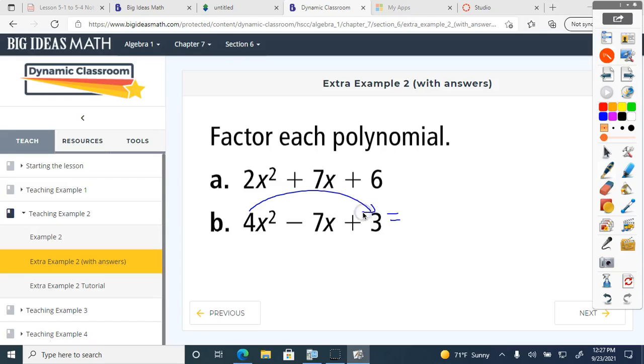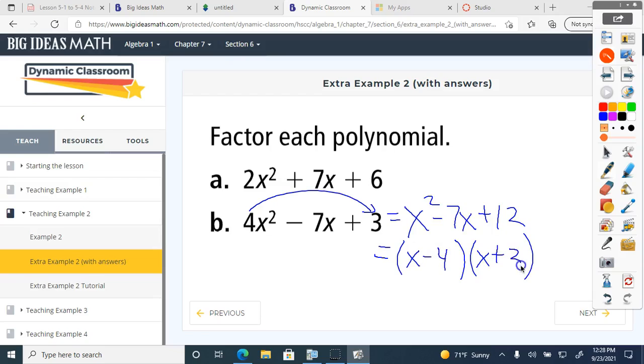Piece of cake. X squared minus 7x. All right. This time, what two numbers multiply to be 12 but add up to -7 this time? -4 and +3. Almost. I'm going to write that down just so you can see the error. Add those up. -1. We want it to be -7. So what's wrong? They both need to be negative.